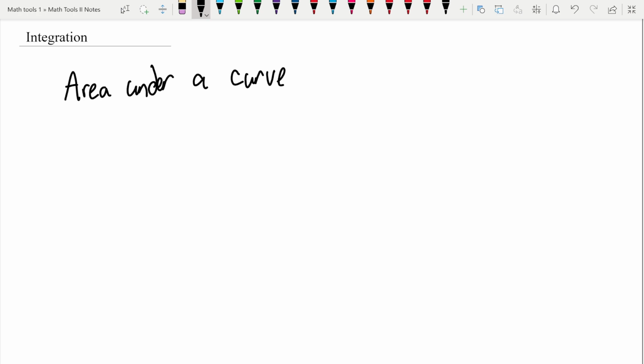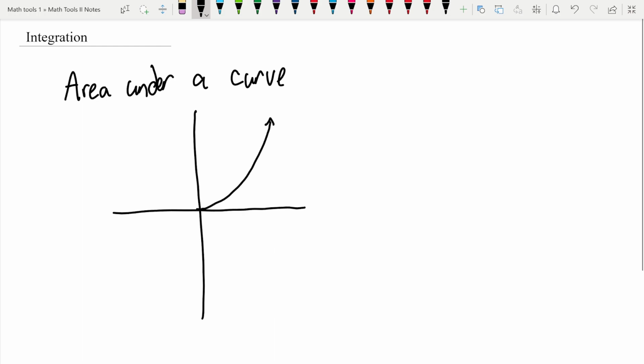Okay, so if we refer back to our trusty x squared example, something like this. Not very symmetric. Okay, so something like this, right? So y equals x squared. If we wanted to find the area under the curve, say from 0 to 3, and this would be the point (3, 9), then how would we go about doing that?